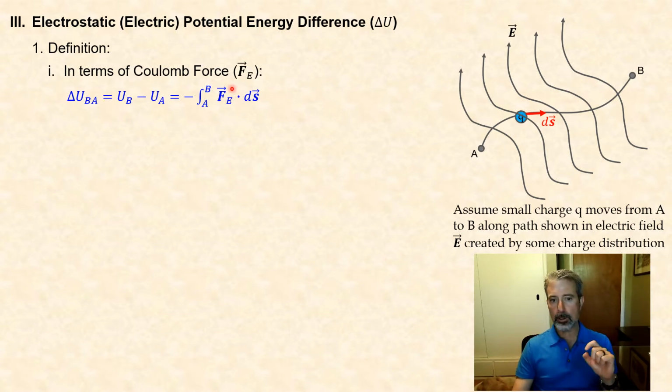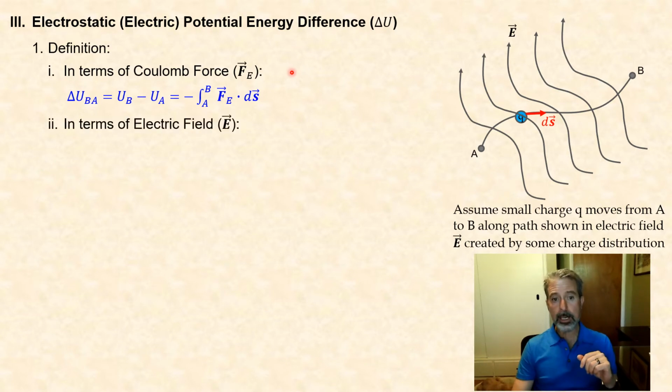F sub E, recall, is the Coulomb force, and this takes into account the case where the Coulomb force is variable. Then we need to express the work done, and therefore the change in potential energy, as a line integral. In the special case where we had a uniform electric field, and we will see that case, we can express the work, and therefore the change in potential energy, as a simple dot product of two vectors, if the force is constant and the field is constant. But this is the more general description here.